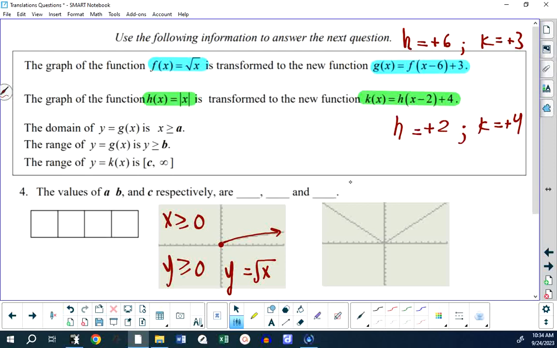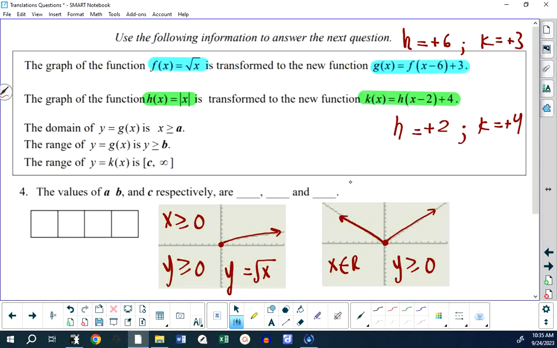On the other hand, when we take a look at the absolute value of x, it has its vertex at the origin, and it increases upward to the left and the right. That tells us x is any real number, and it also tells us that y is greater than or equal to 0. So the question is, what's the domain of g of x? Well, g of x is f of x shifted 6 to the right and 3 up.